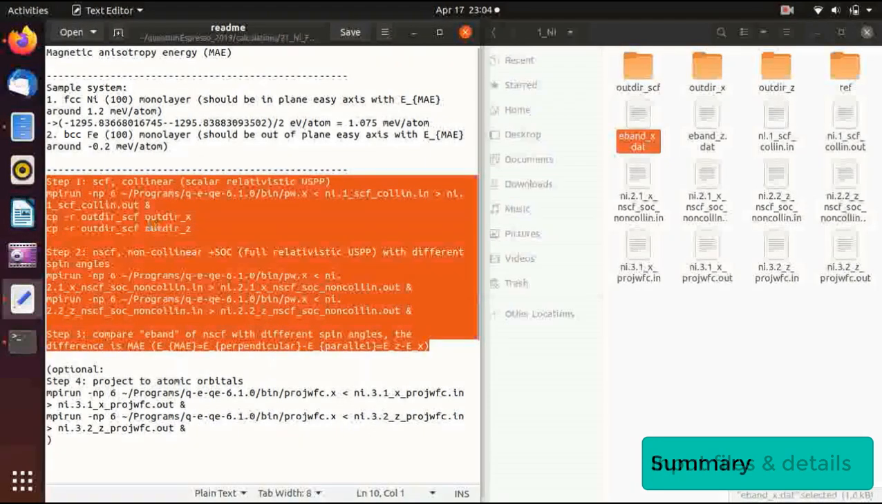Okay. So in this video, I've shown you how to calculate the magnetic anisotropy energy of nickel 100 monolayer, and it turns out to be in plane easy axis, and the magnetic anisotropy energy is around 1 milli electron volt per atom. And in the next video, I will show you the calculation of actually the iron 100 monolayer.